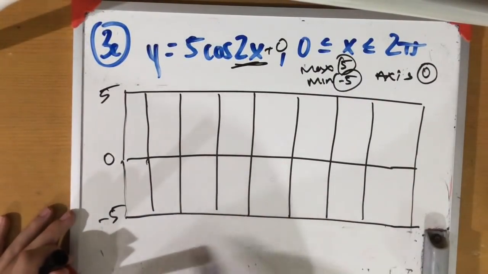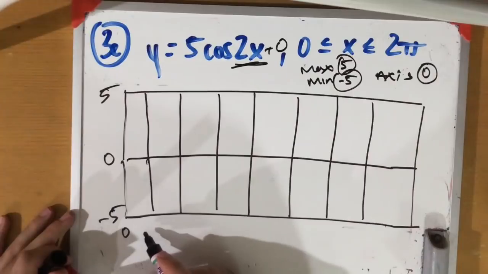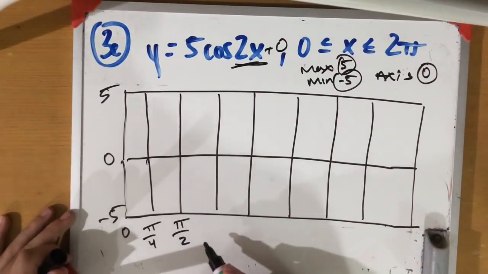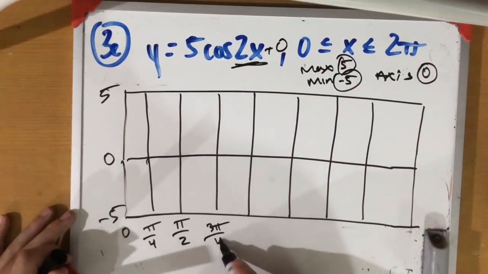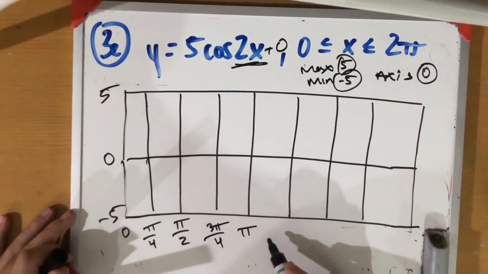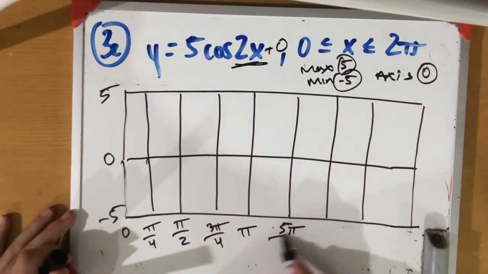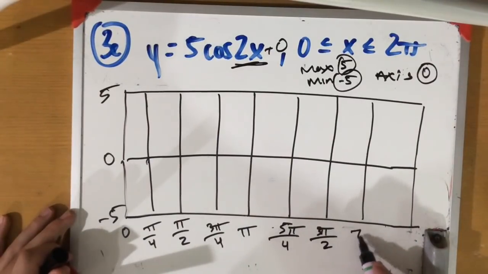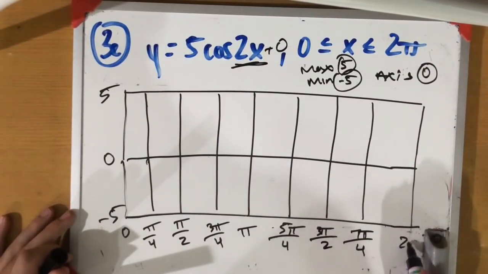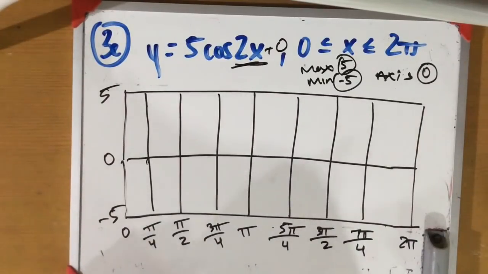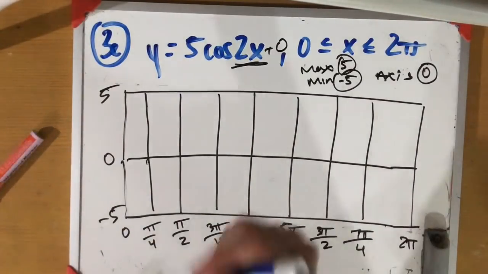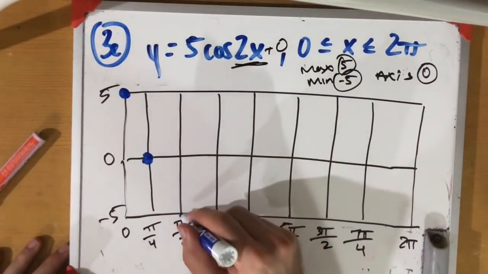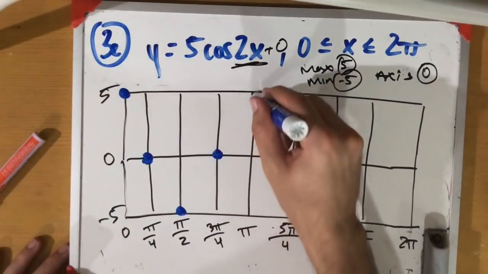Let's make our radians, our x-axis. That will end up being 0, pi over 4, pi over 2. Again, we're going by 45s. 3 pi over 4, pi, 5 pi over 4, 3 pi over 2, 7 pi over 4, and then 2 pi. All right, so now we can go ahead and graph this. Cosine, again, cosine starts at the top of the hill. Work our way down, work our way up.